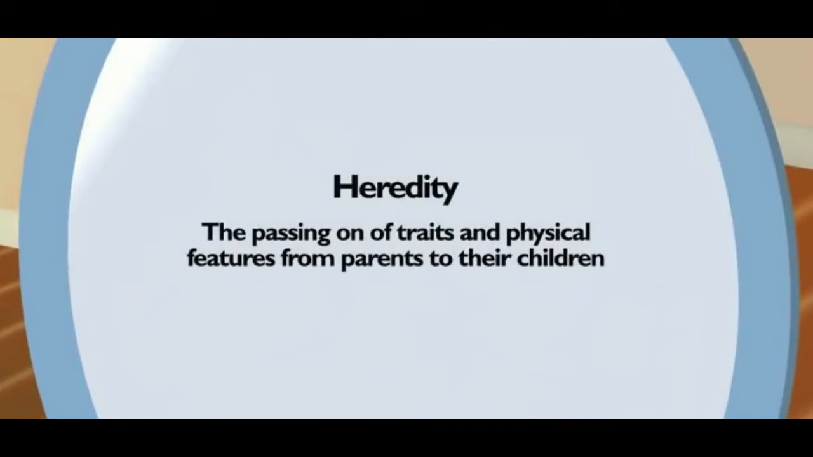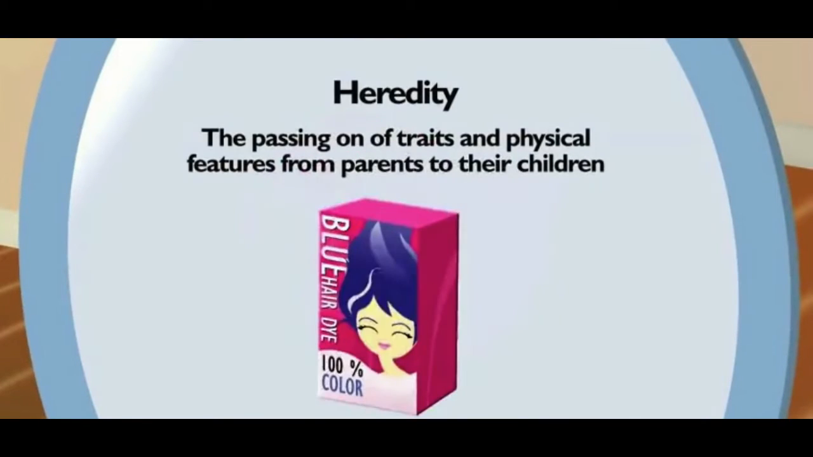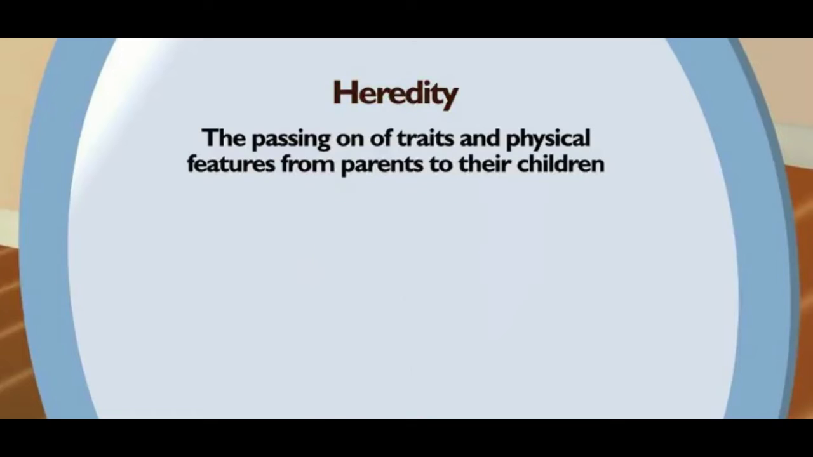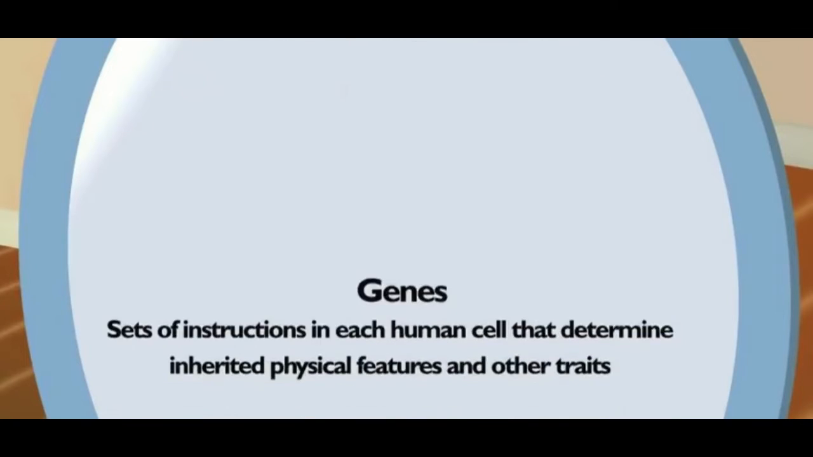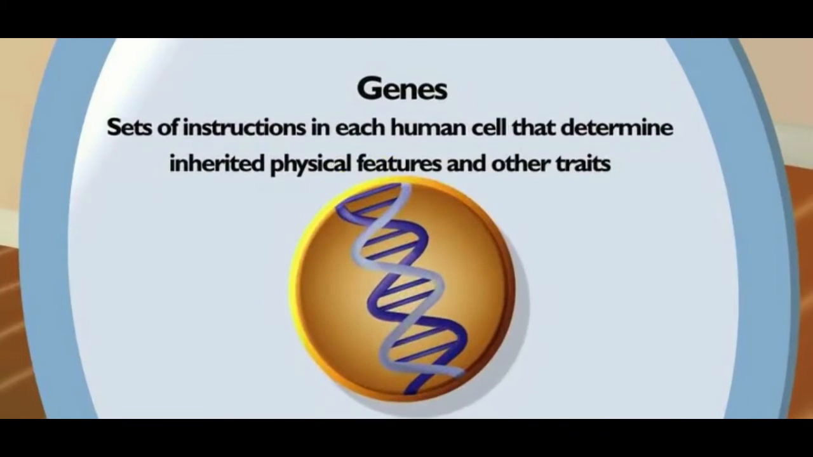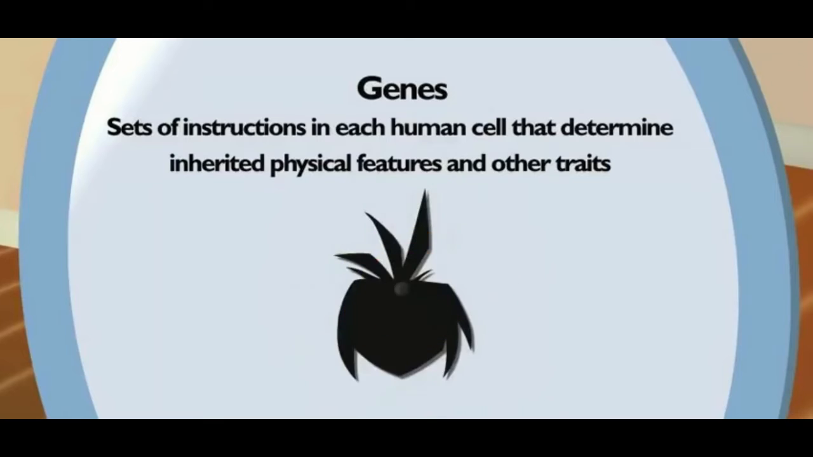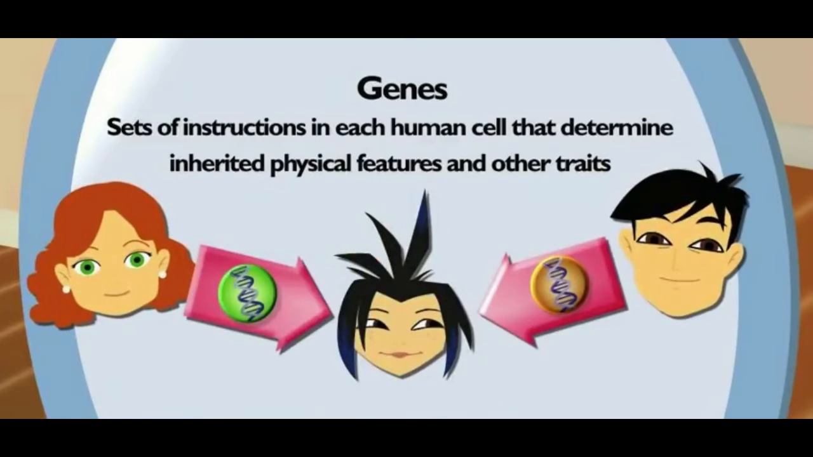Where'd you think your natural hair color comes from? Well, not from a box. They're from heredity. Through heredity, your parents passed on certain traits and physical features to you. How? Through their genes. They're the tiny sets of instructions inside every single cell in our bodies. We get them from our parents, and they help make us who we are.